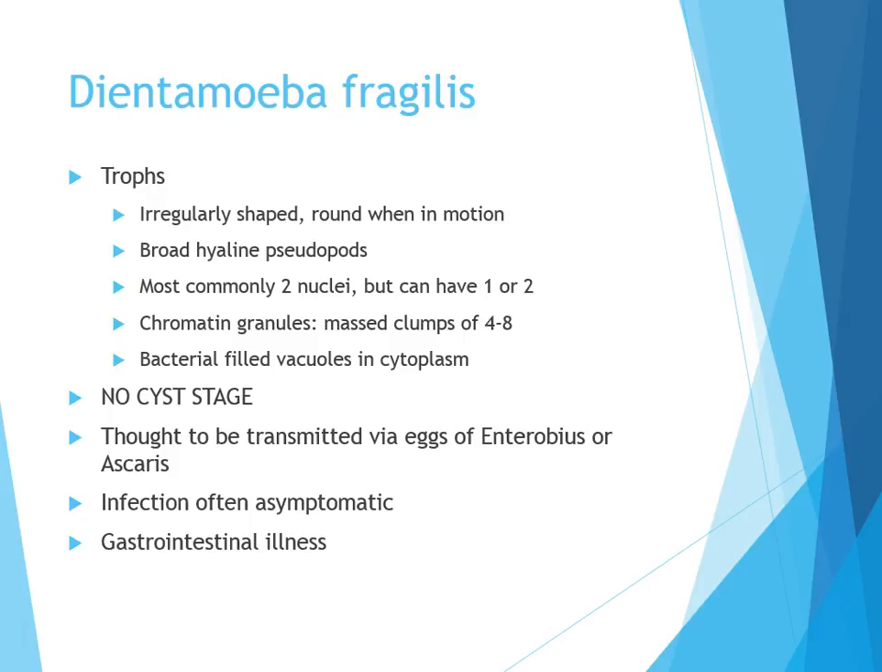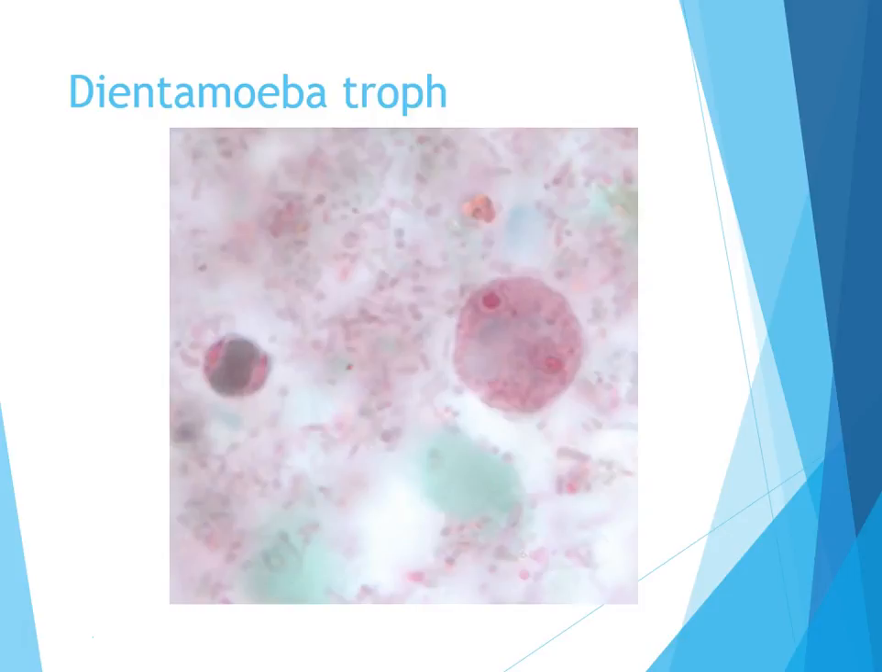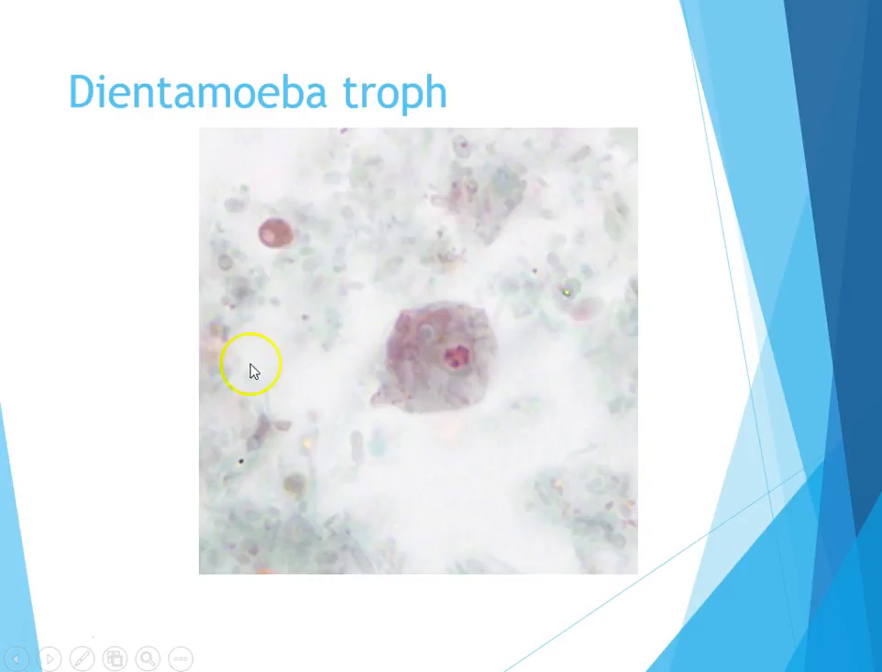It's thought to be transmitted by the eggs of Enterobius, which is a pinworm, or Ascaris, because patients usually have both. So they may have Dientamoeba and Enterobius, or they may have Dientamoeba and Ascaris. The infection is often asymptomatic, or it can cause a gastrointestinal illness. Okay, this is Dientamoeba, and this is most commonly 2 nuclei, and this looks like a vacuole. This is another one. I think it just has 1 nucleus.